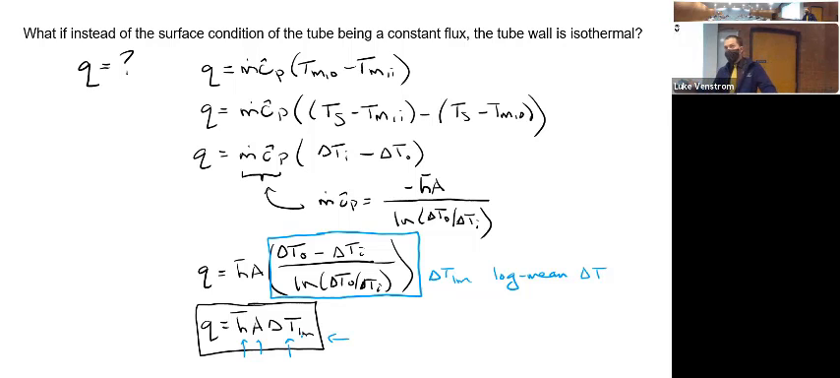Does that make sense? I'll say it one more time because this is really important and you should try to capture this for yourself in your notes. The log mean temperature difference is, I think of it, the right temperature difference to use in Newton's law of cooling in order to calculate the overall heat transfer for a tube that's subject to a known temperature at the boundary. It's the right temperature difference to use in Newton's law of cooling. That's really its only value to me.